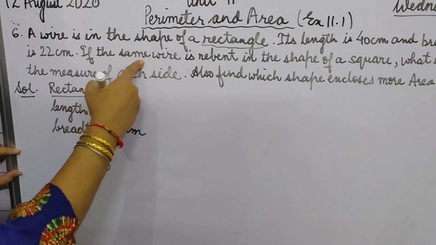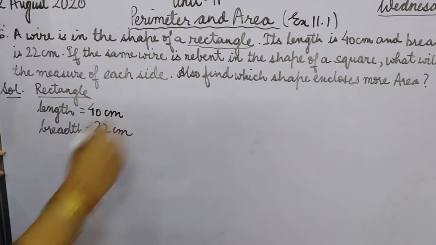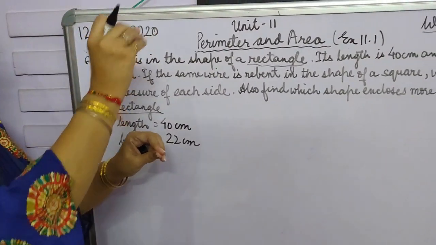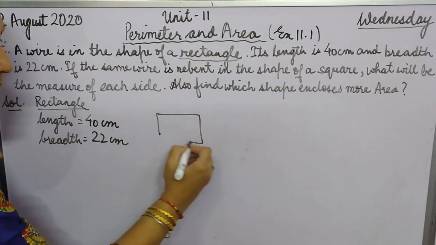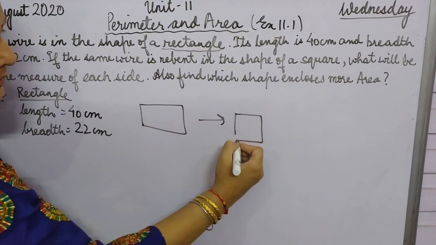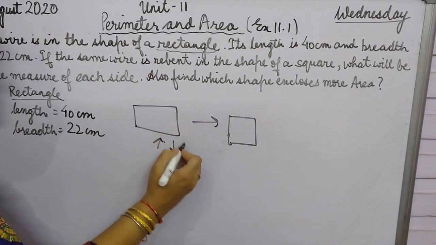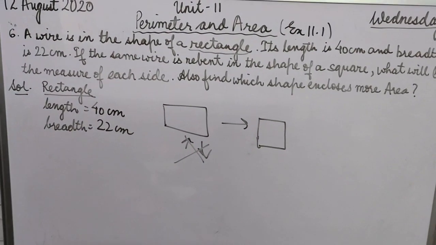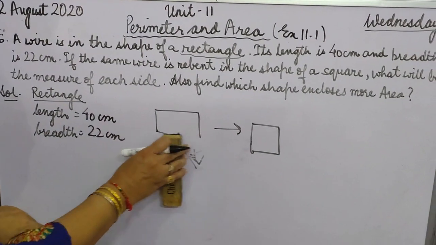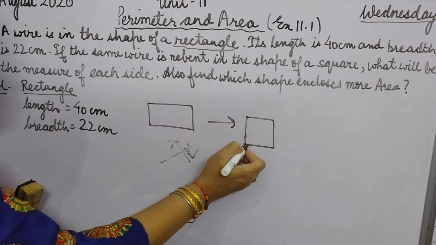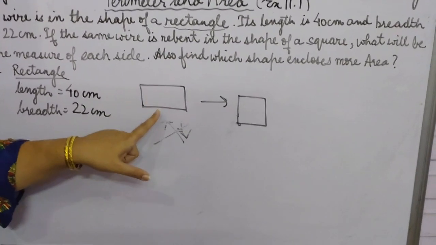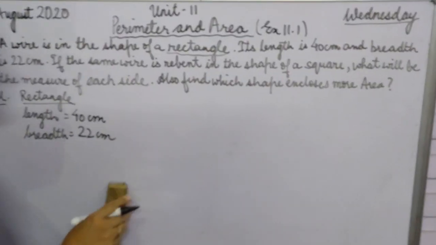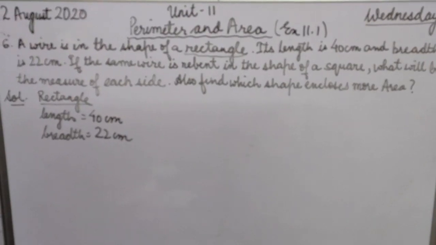Now, if the same wire is rebent in the shape of a square, we opened the same wire, and from the same wire we made a square. Now from the rectangle we made a square, and we did not add anything more or remove anything. Nothing we added in that wire, nothing we cut from that wire. That means the total length of the boundary of the rectangle is equal to the total length of the boundary of the square. In short, we can say that the perimeter of the rectangle is equal to the perimeter of the square because the same wire has been used to make these two figures.